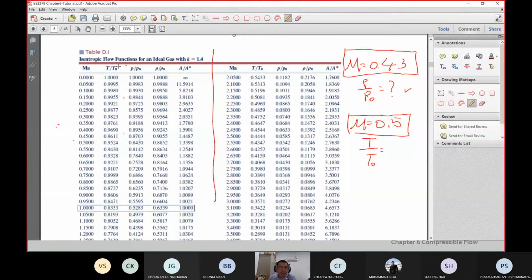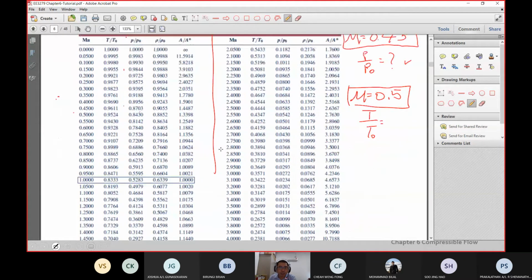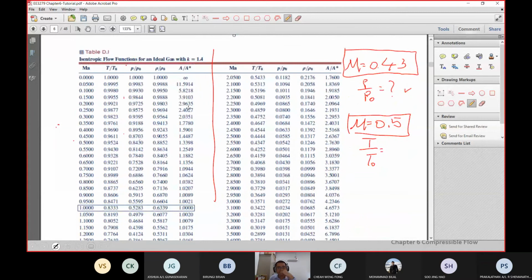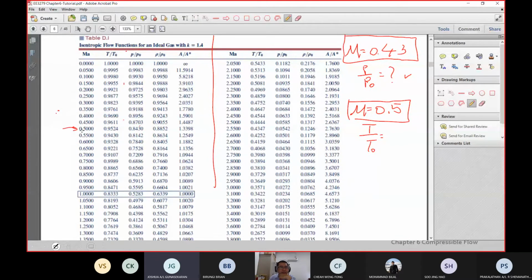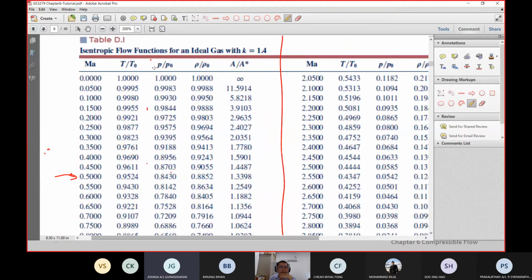You look at the left-hand side or right-hand side, because this table has two portions. One is 0 until 2, and the right-hand side is 2 until 10. Which portion do you look at first? Left-hand side, sir. Left-hand side, okay. Then go to 0.5. Okay, so what is the temperature ratio? What is the temperature ratio of T divided by T0 from this table? What is the value?